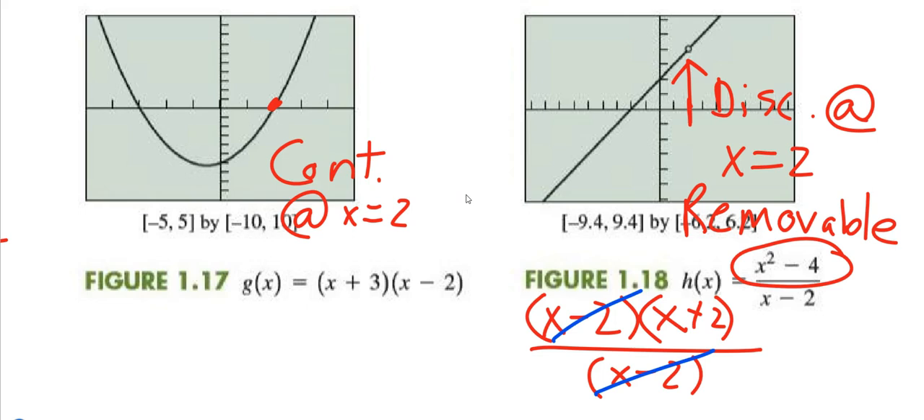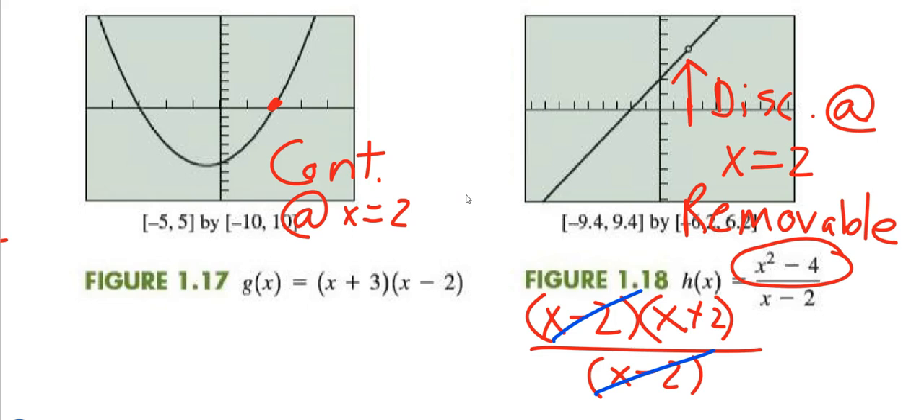Get this straight. So you factored the numerator, you reduced it, what are you left with? y equals x plus 2. What kind of shape is y equals x plus 2? It's a line, isn't it? Only one problem. It's not a line with all real numbers as its domain. There's a hole in the graph, right? So it's a line, it's just got a hole in it.